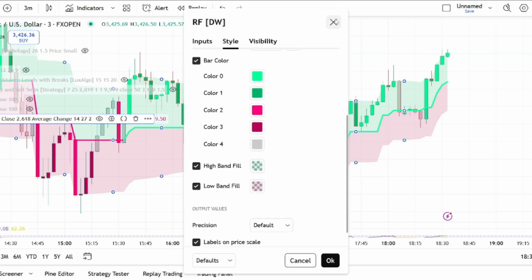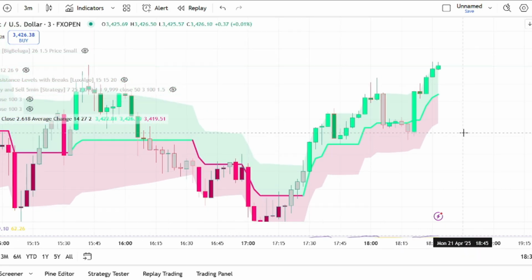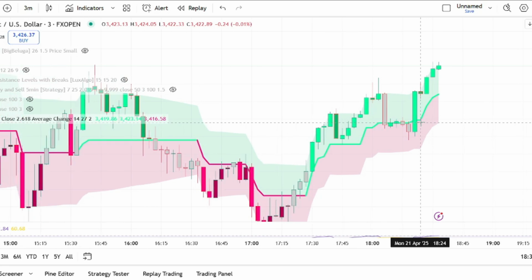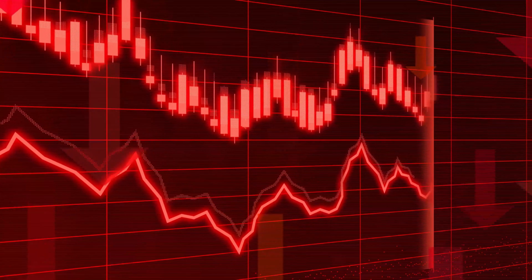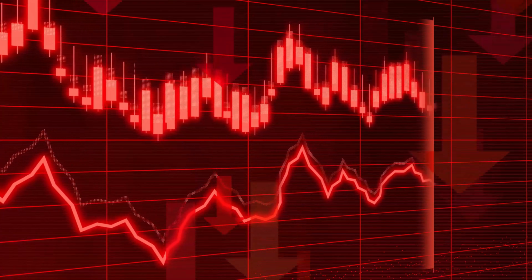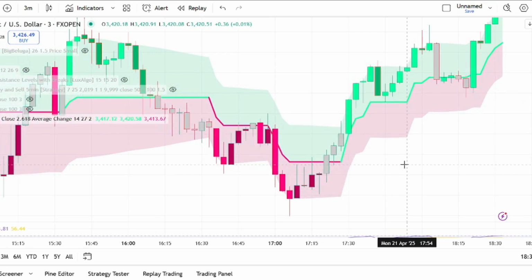So how do we actually trade with this thing? There are a few powerful ways to use range filter in a real strategy. One, trend following. If the range filter is moving upward, only look for buy setups. If it's sloping down, focus on sells. You're following the filtered trend, not reacting to every little spike.